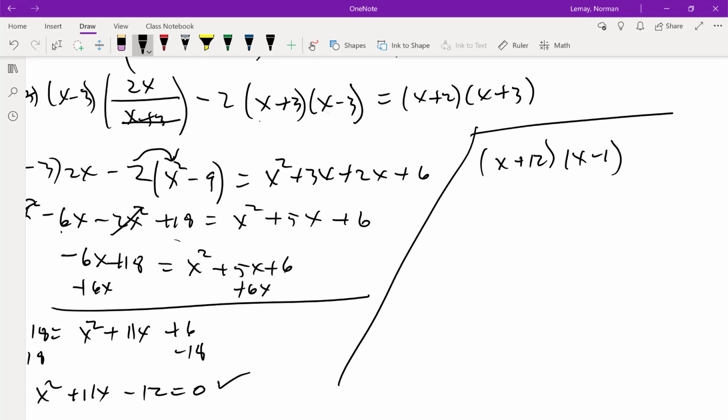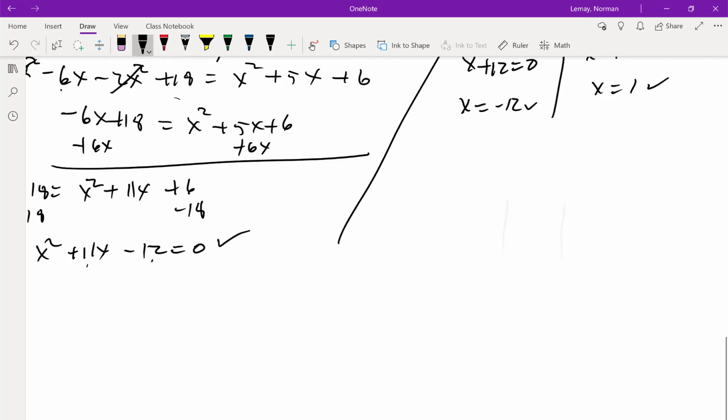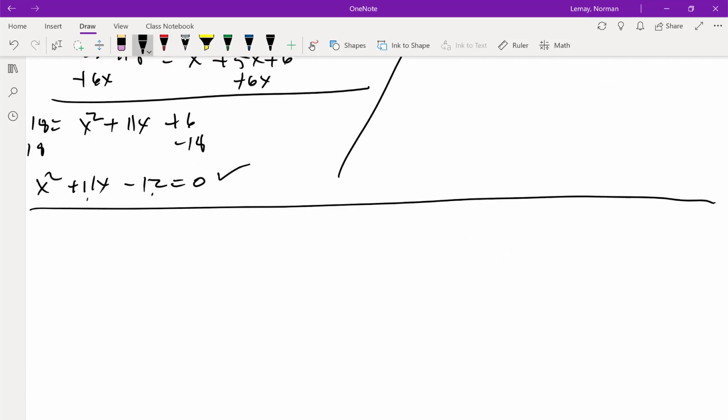So notice that 12 times a negative 1 gives me a negative 12, and 12 minus 1 gives me my 11, and this is equal to 0. So x plus 12 equals 0, so x equals negative 12. And again, we have that x minus 1 equals 0, so x equals 1. I'll leave it up to you, the student, to verify that these two results are the solutions to that equation. I've already done that, and I'm going to tell you that it is true.